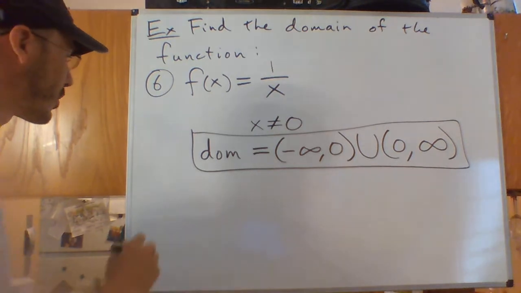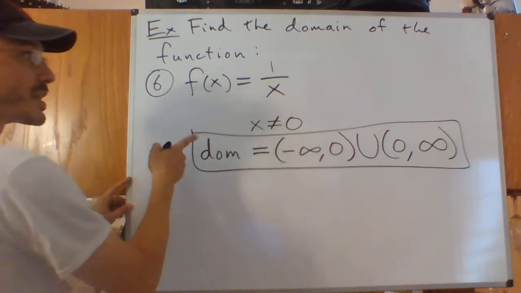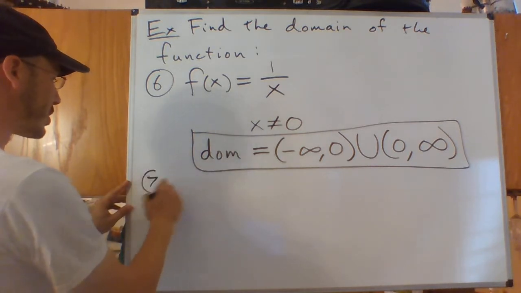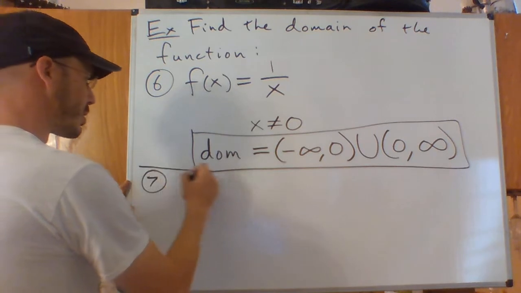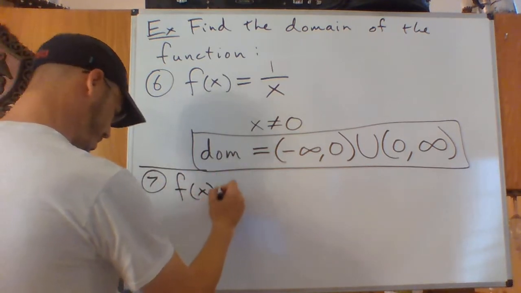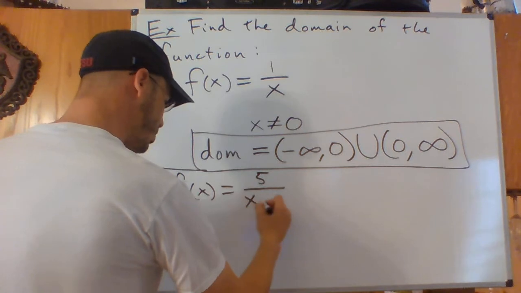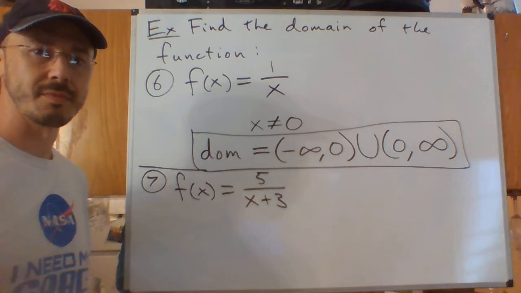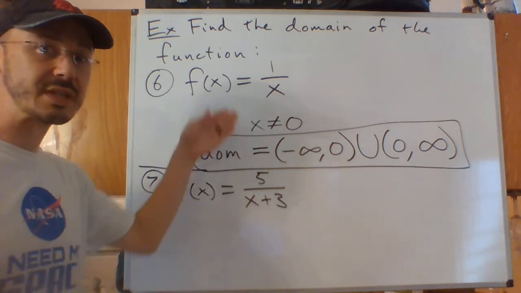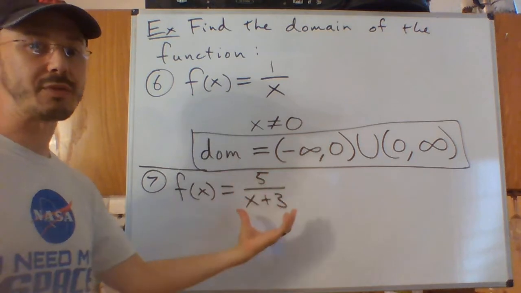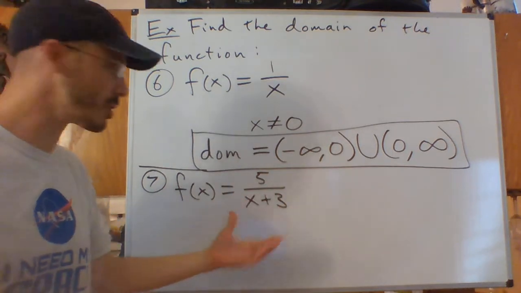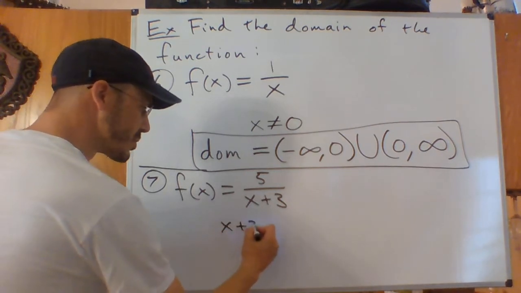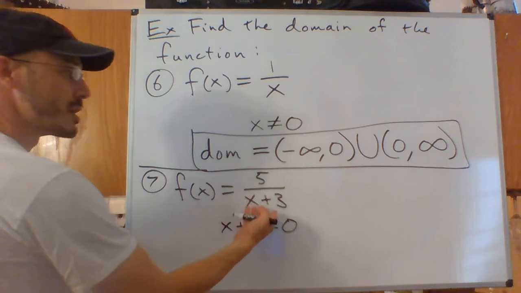Finally, I want to go through one more example of this type of function, and that's with another one, a 7th example, which is f of x equals 5 over x plus 3. This is actually very, very similar to this one. What we have to look out for is we don't want a denominator of 0. So what would cause that to happen? x plus 3 equal to 0 would make a denominator of 0.